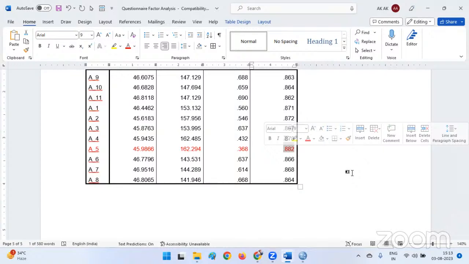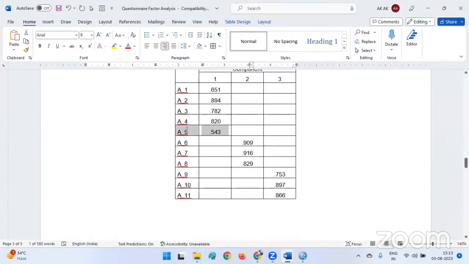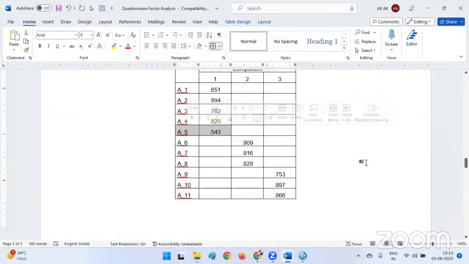Dear listeners, the most important thing is the factor loading of 0.543 is not enough, not very good, if we want to apply confirmatory factor analysis. Why? Because confirmatory factor analysis is an even more strict tool. So either you drop A5 here or you can drop it there also. You can drop it later also, not a problem.